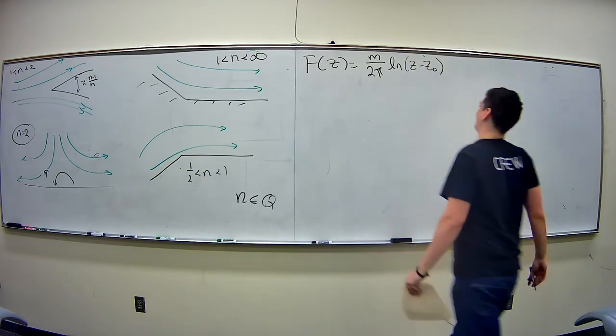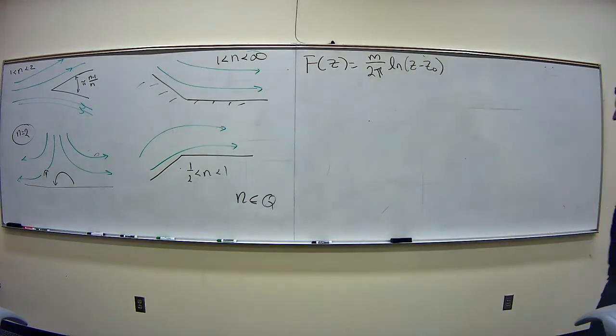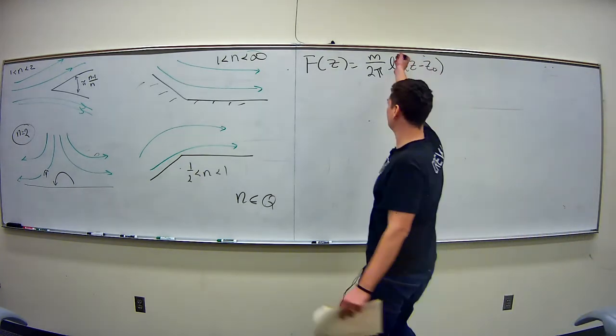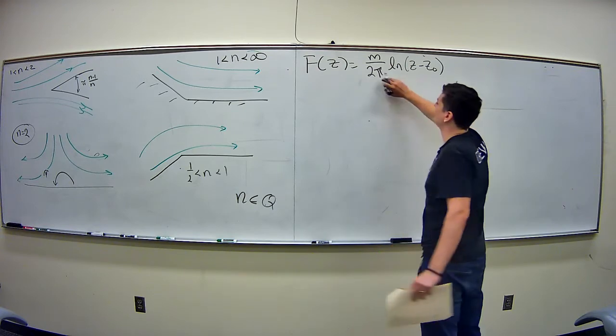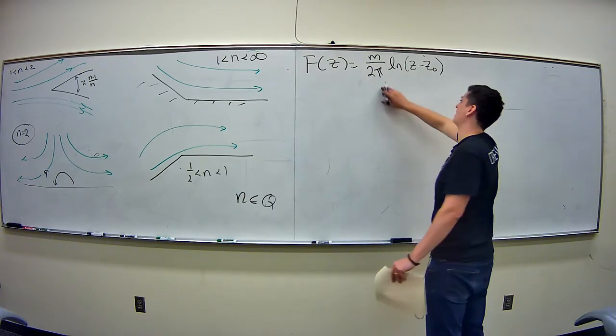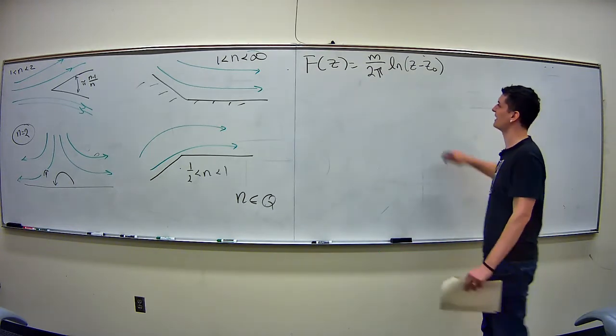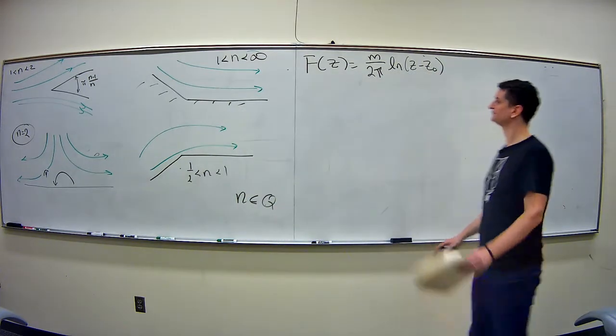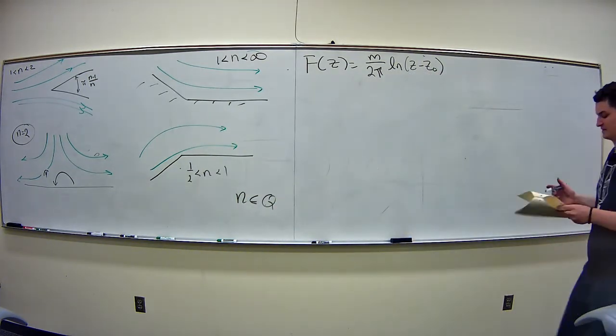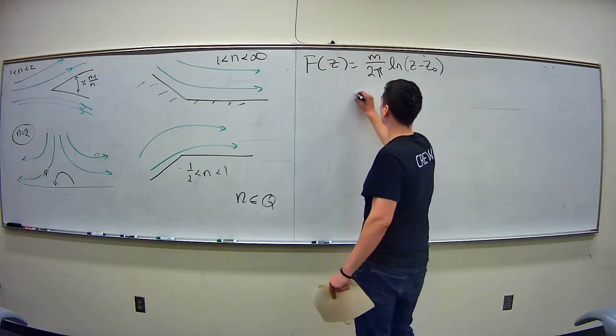So how about this one, right? So now here's another complex potential. F(z) equals this integer m, let's call it a real number, divided by 2 pi. This 2 pi is motivated by something called complex analysis and the residue theorem, doesn't really matter, and then some natural log. So how about a natural log complex potential? What does that look like?